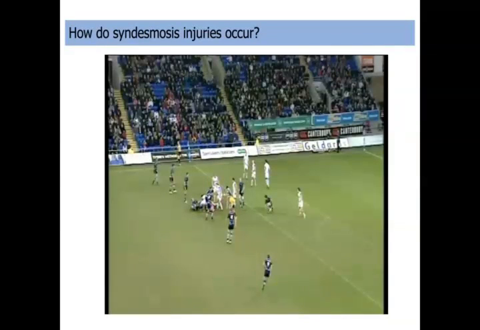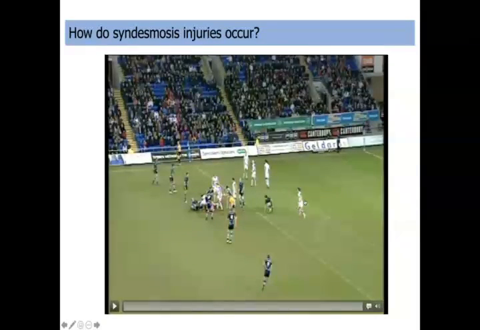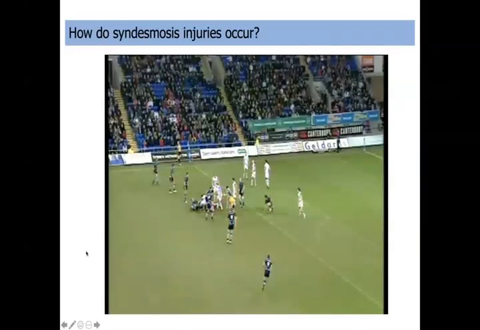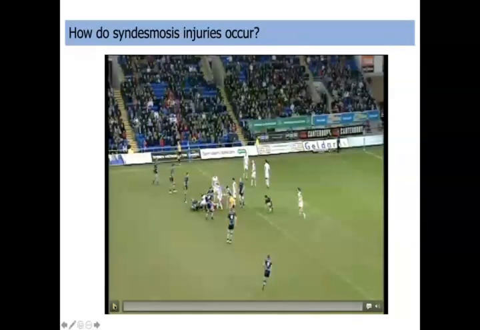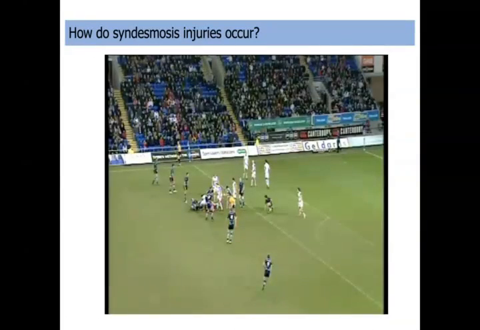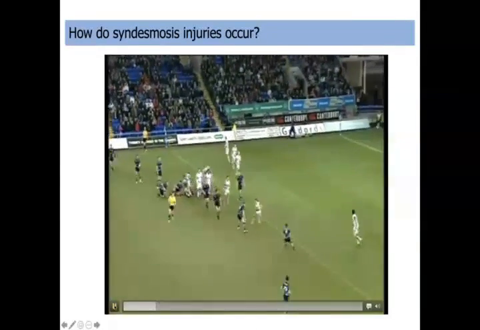So again, we can see this in a further video clip. If you look at the player in white who's going to receive the ball, and again, keep an eye on his right ankle, particularly with the slow motion section. You will see how this mechanism of injury is demonstrated.